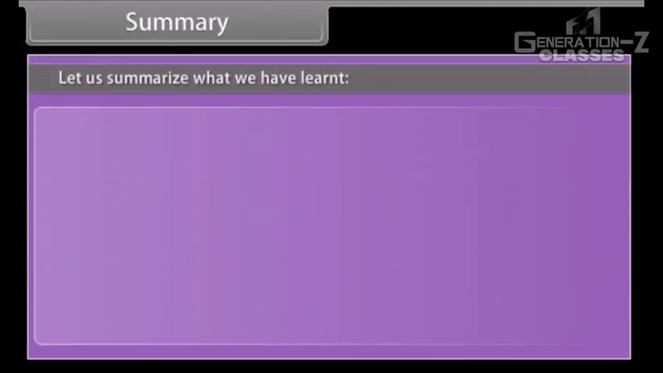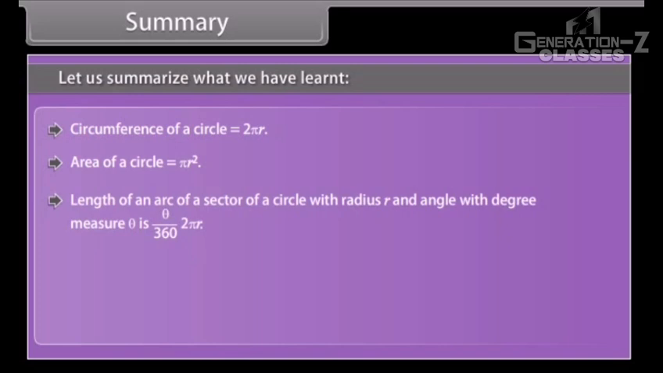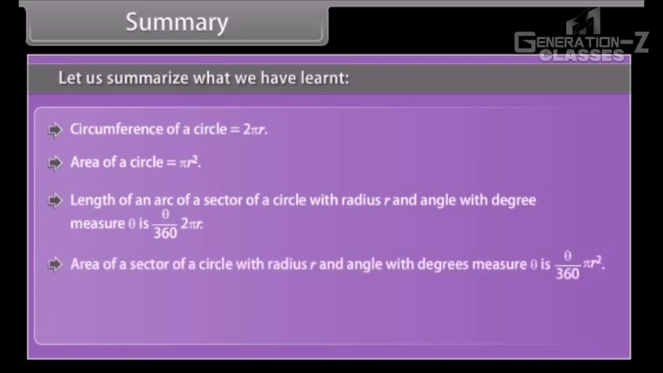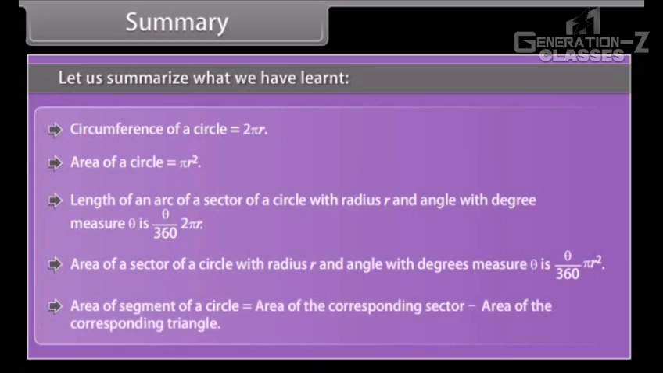Summary. Let us summarize what we have learned. Circumference of a circle is equal to 2 pi r. Area of a circle is equal to pi r square. Length of an arc of a sector of a circle with radius r and angle with degree measure theta is theta/360 into 2 pi r. Area of a sector of a circle with radius r and angle with degree measure theta is theta/360 into pi r square. Area of segment of a circle is equal to area of the corresponding sector minus area of the corresponding triangle.